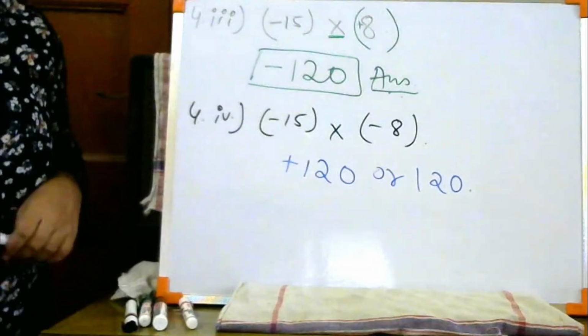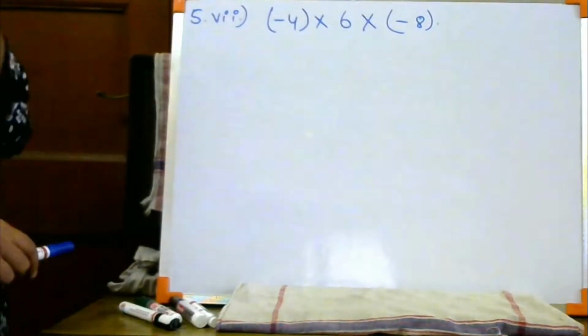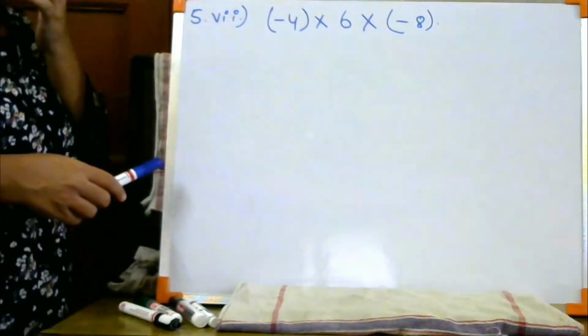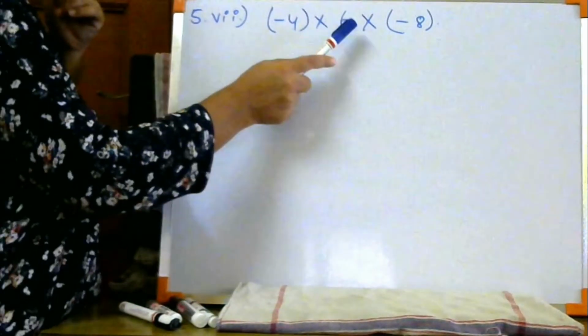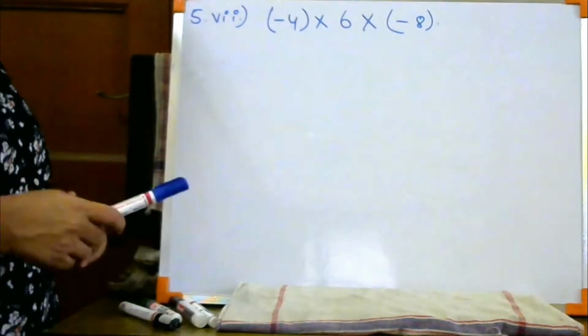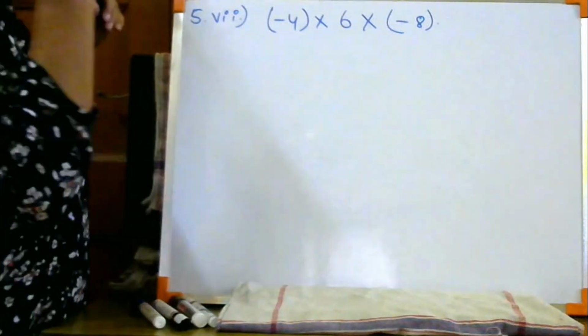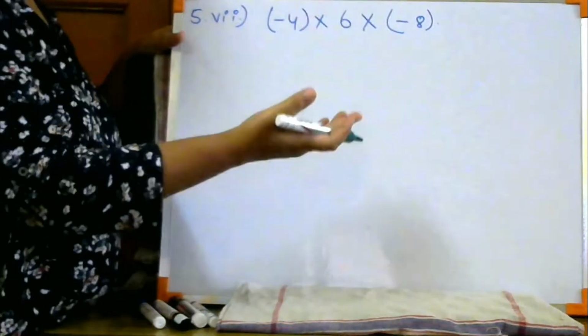5 part 7. Copy down that sum. Okay. 5 part 7. The sum I have copied down over here. Minus 4 into 6 into minus 8. Same thing. You have to evaluate, means find the answer for the following. Now, when we are going to do this sum, first we are going to solve तीनों का multiplication करना. ये तो आपको पता चल गया.